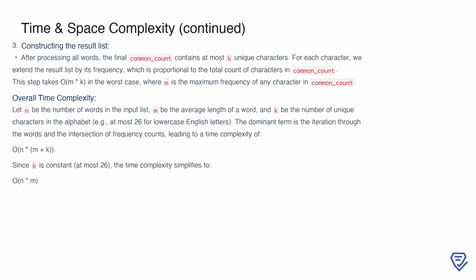Therefore, combining all steps, the overall time complexity of the solution is O(n*m + k). Given that K is constant, the time complexity simplifies to O(n*m), where n is the number of words and m is the average word length. This makes the algorithm efficient and scalable for larger inputs.